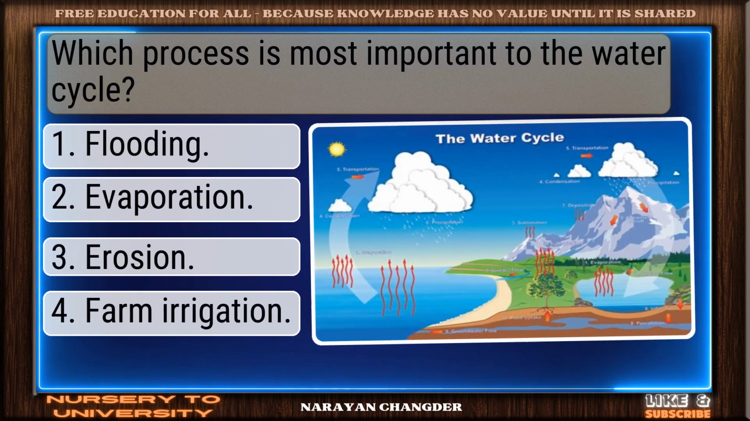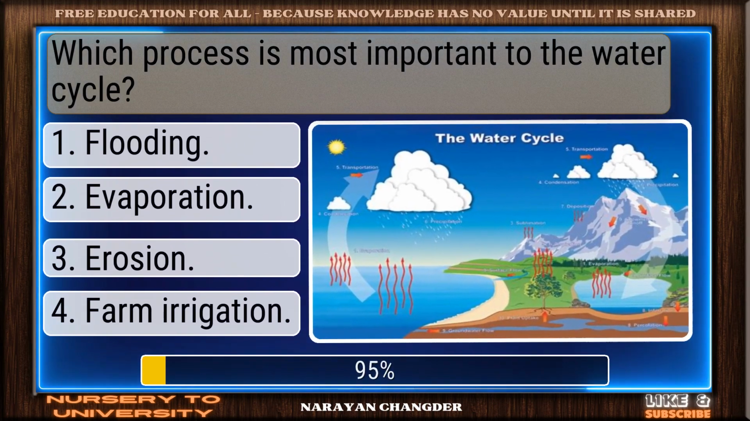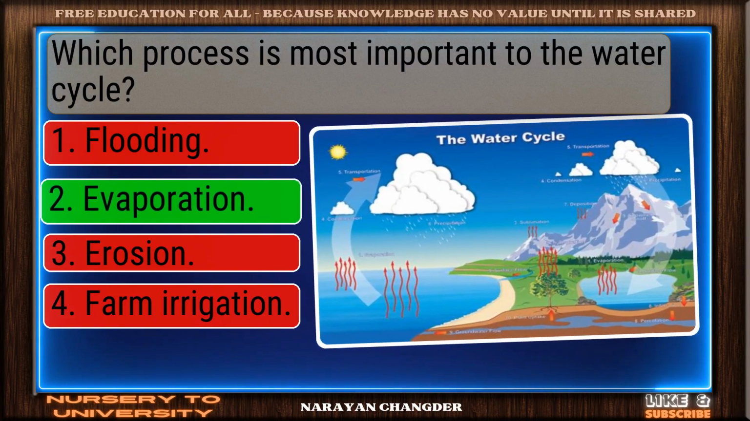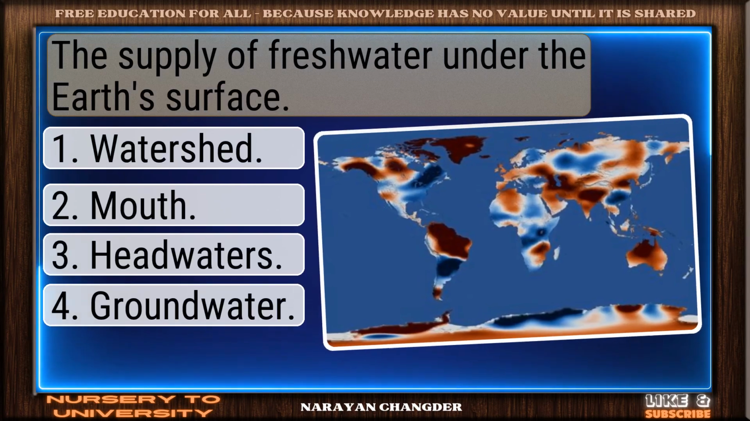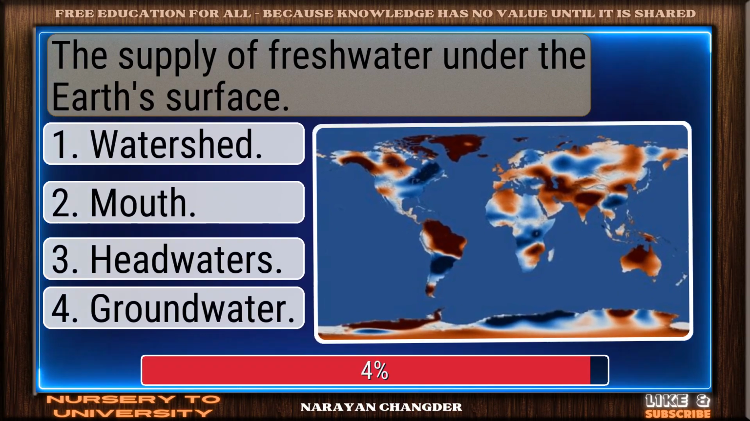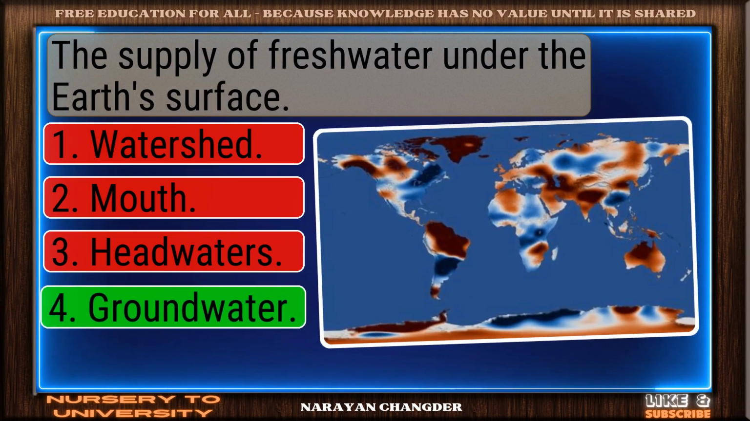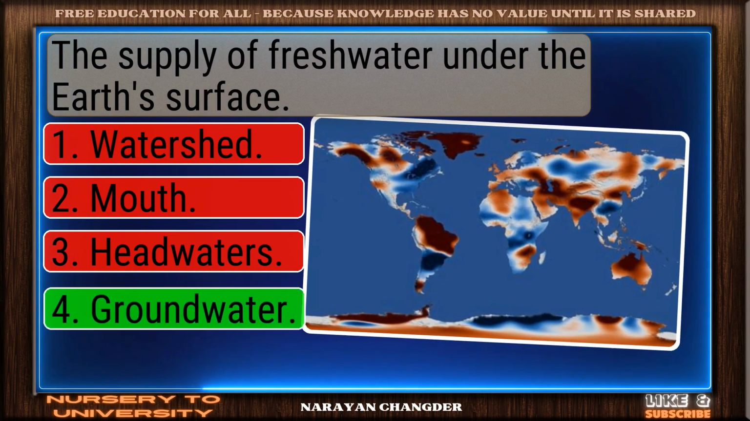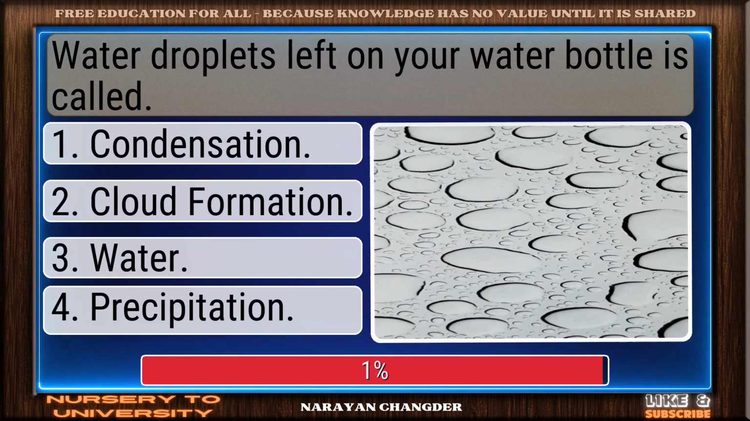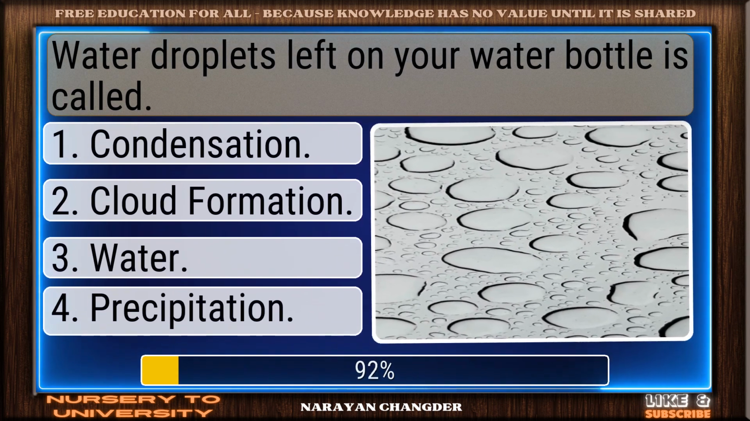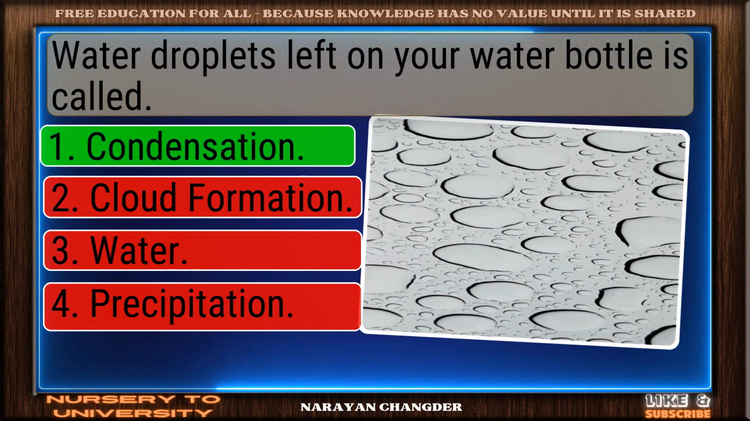Which process is most important to the water cycle? Exactly. Evaporation makes sense, and it is the right choice. The supply of fresh water under the Earth's surface. Good job. Your answer, groundwater, works well here. Water droplets left on your water bottle is called. On track. Condensation is the correct answer.